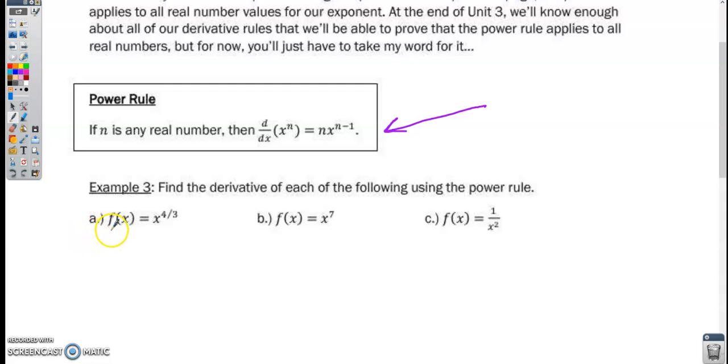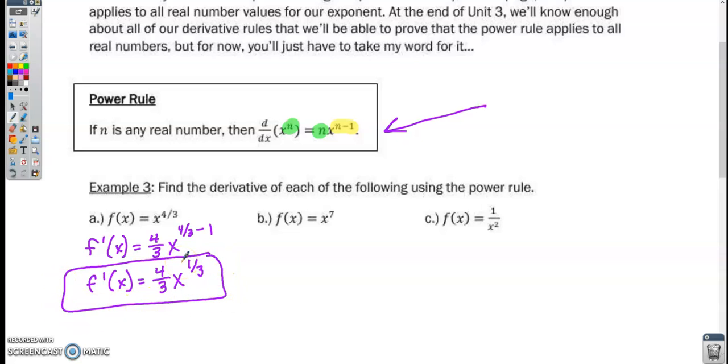Let's look at the first example, part A. F of x equals x to the 4/3. So f prime of x is going to be, and all we do in the power rule is take the power, bring it out in front, and then subtract 1 from the existing power. I would normally never write what I just did; I would just go straight to this step. 4/3 minus 1 is 1/3. And so there's my derivative.